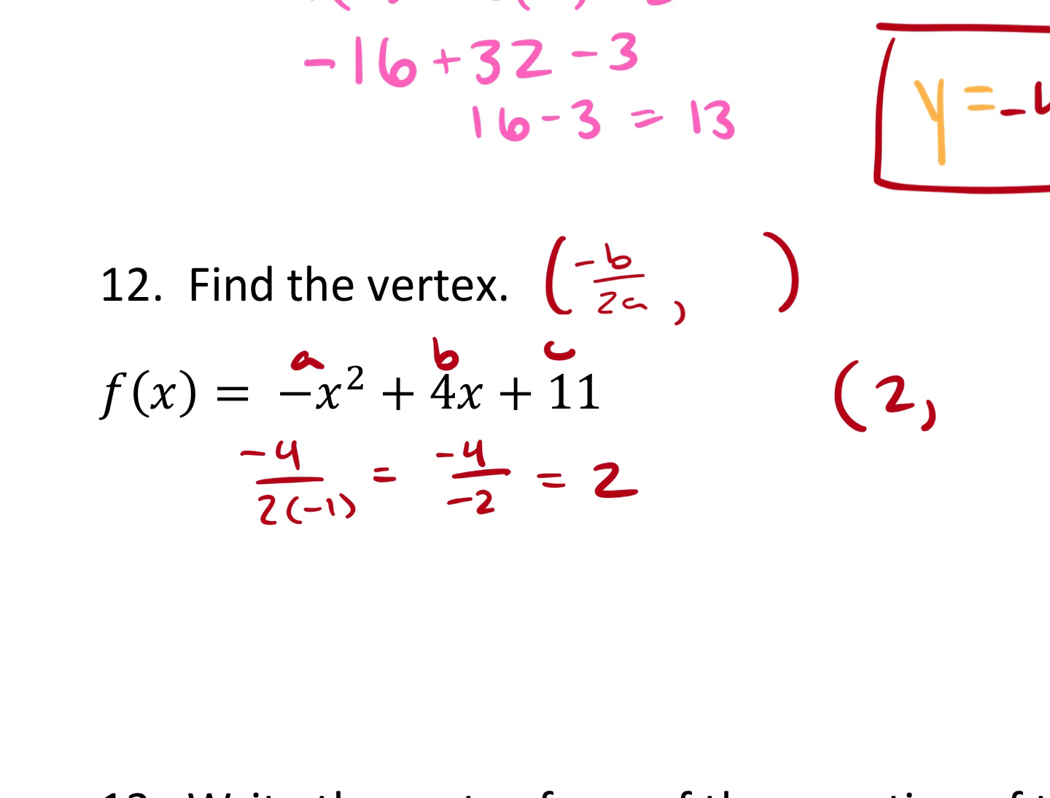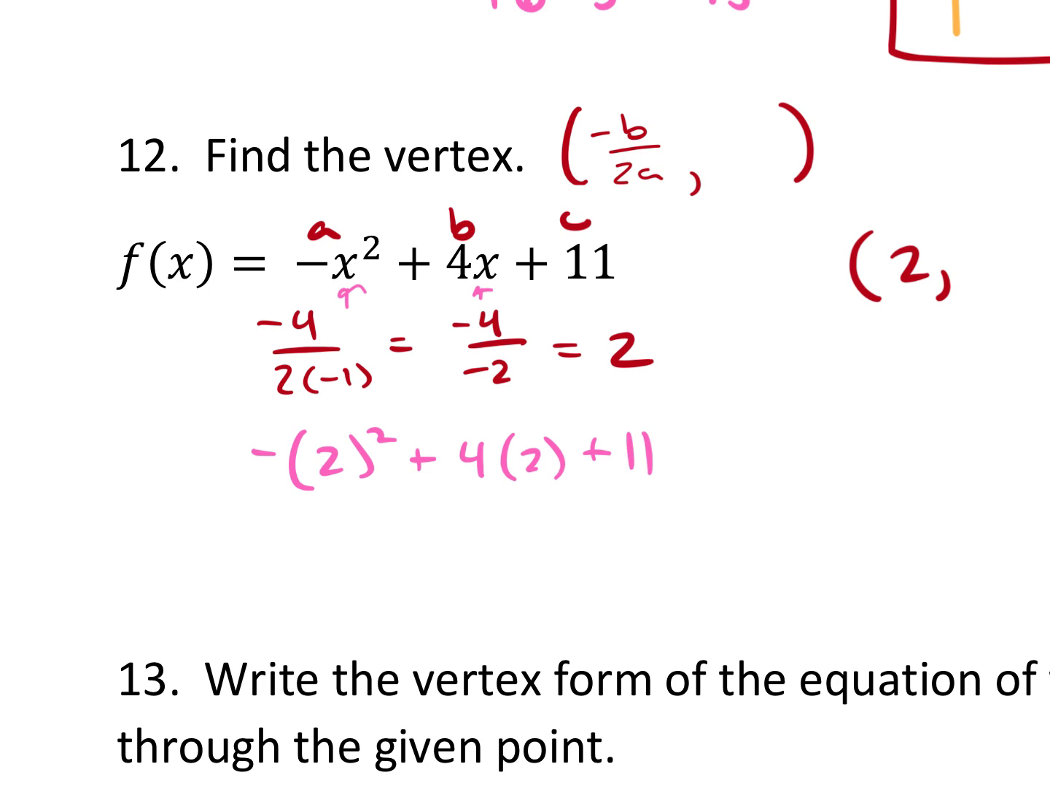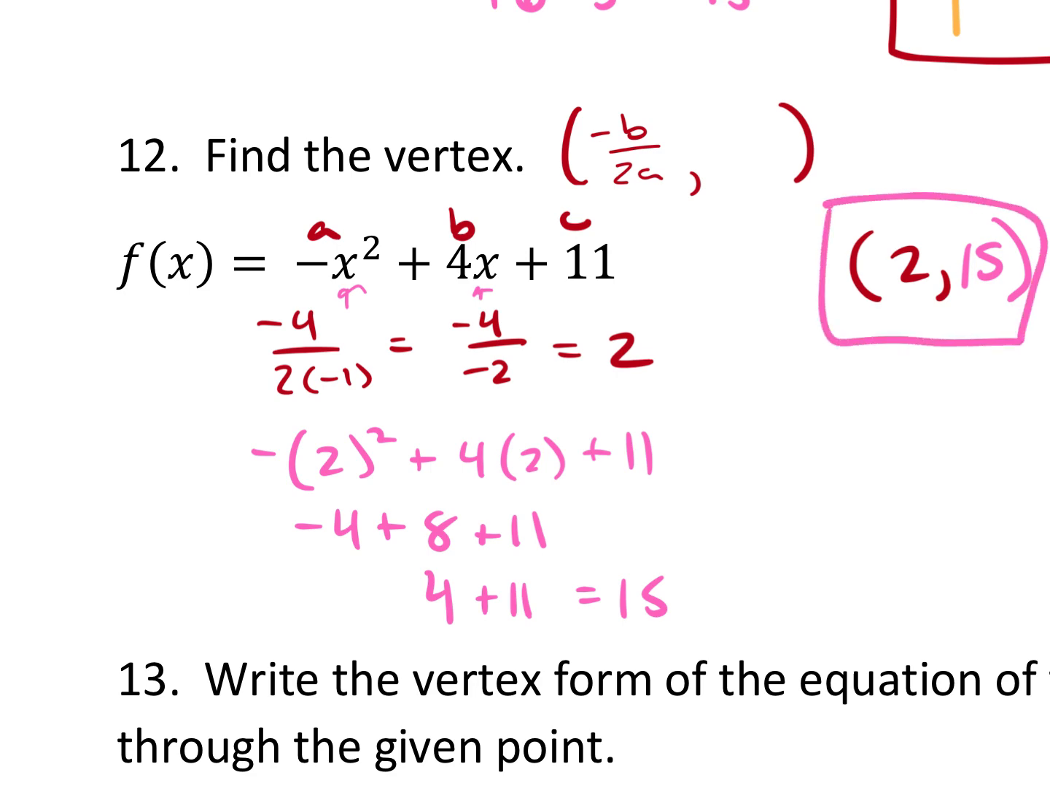How do I find the y? Plug it in. So I plug it into all the x's. So this would be negative 2 squared plus 4 times 2 plus 11. So this would be negative 4 plus 8 plus 11. So 4 plus 11, which is 15. So my vertex would be 2, 15.